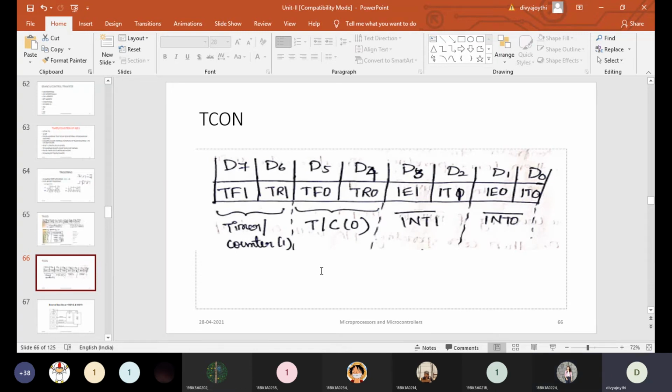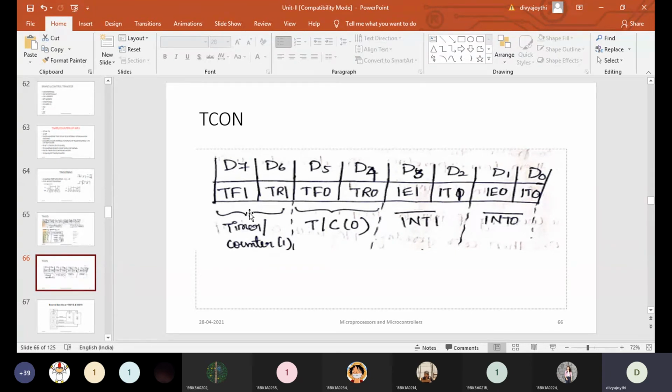So these timer overflow flags, TF0 and TF1, are nothing but timer overflow flags. These two bits will be set if the timer is incremented from FFFF to 0000. In those scenarios, the overflow flags will be set. In the remaining cases, they will be reset.